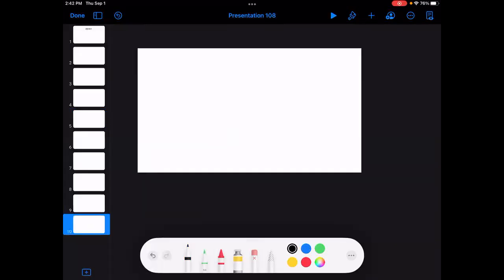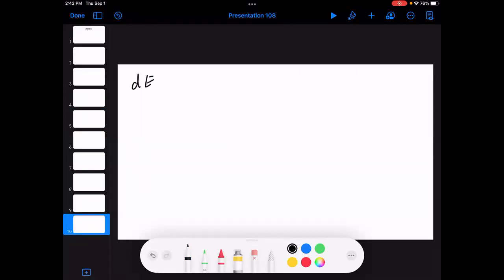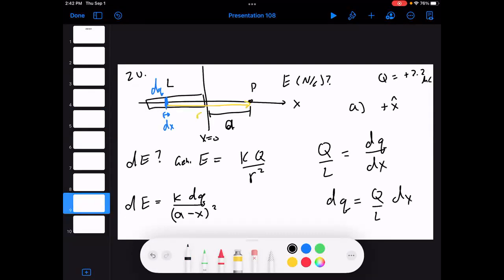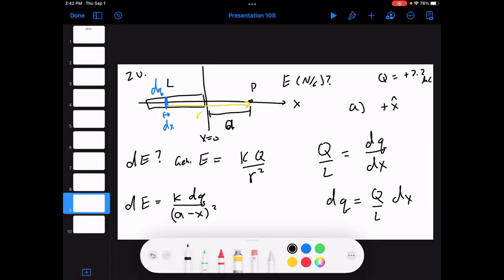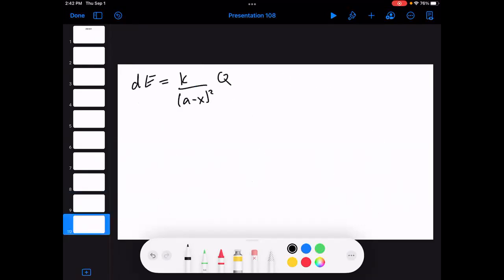And let me put this on the next page. So dE equals K over A minus X squared, Q over L dx. Okay, and there's part B. Part C, we're going to integrate that.